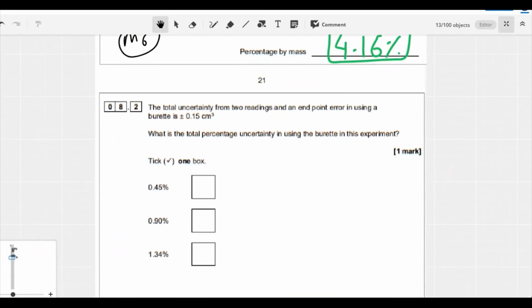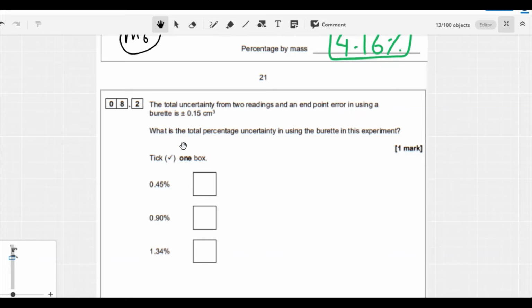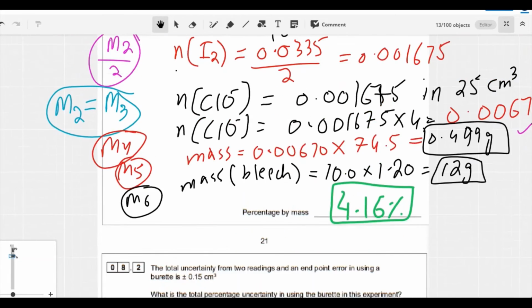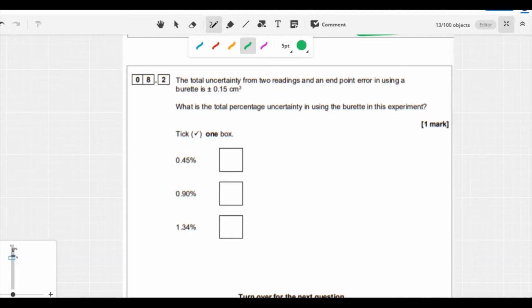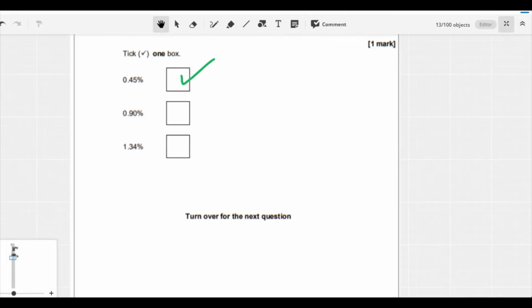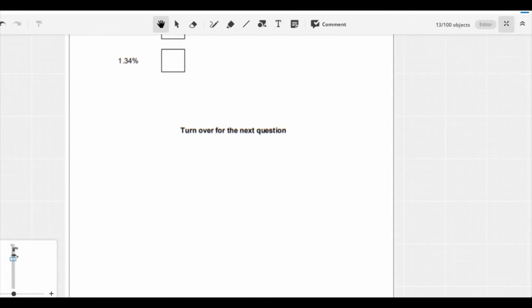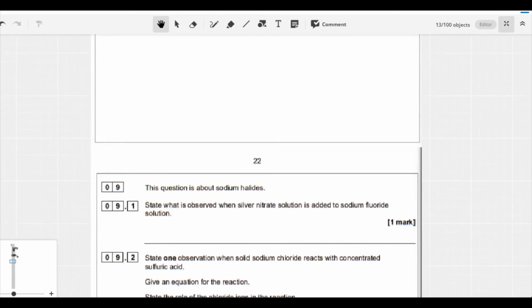Okay, now 8.2 is the total uncertainty of the two readings, and the endpoint error using the burette is plus minus 0.15 centimeter cube. What is the total percentage of uncertainty using the burette in this experiment? So here you can solve it by adding the uncertainties, so the total will equal 0.45 centimeter cube. Okay students, so that is your question number 8 completed.